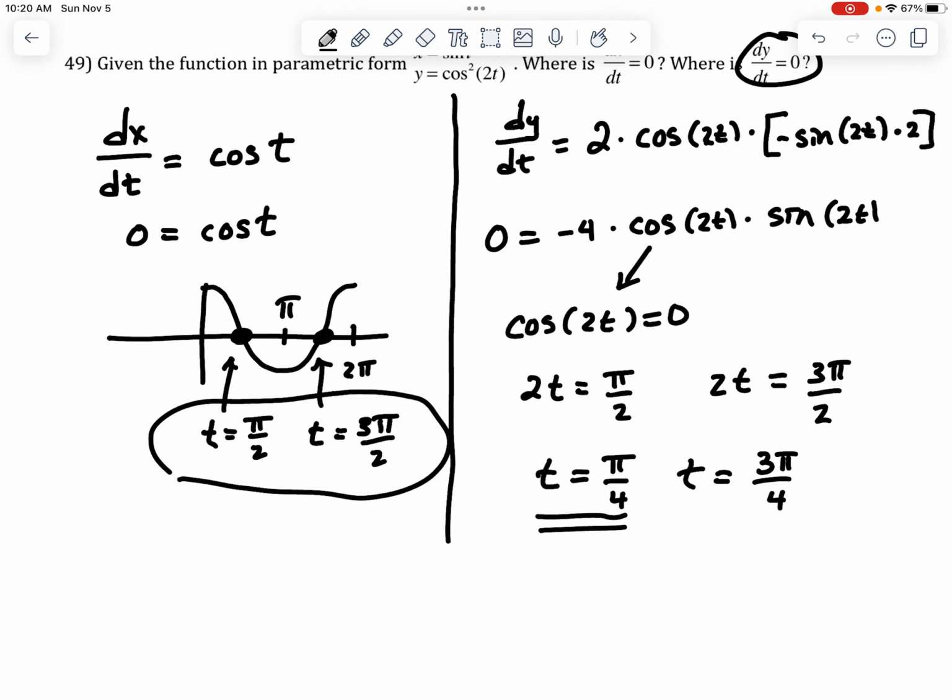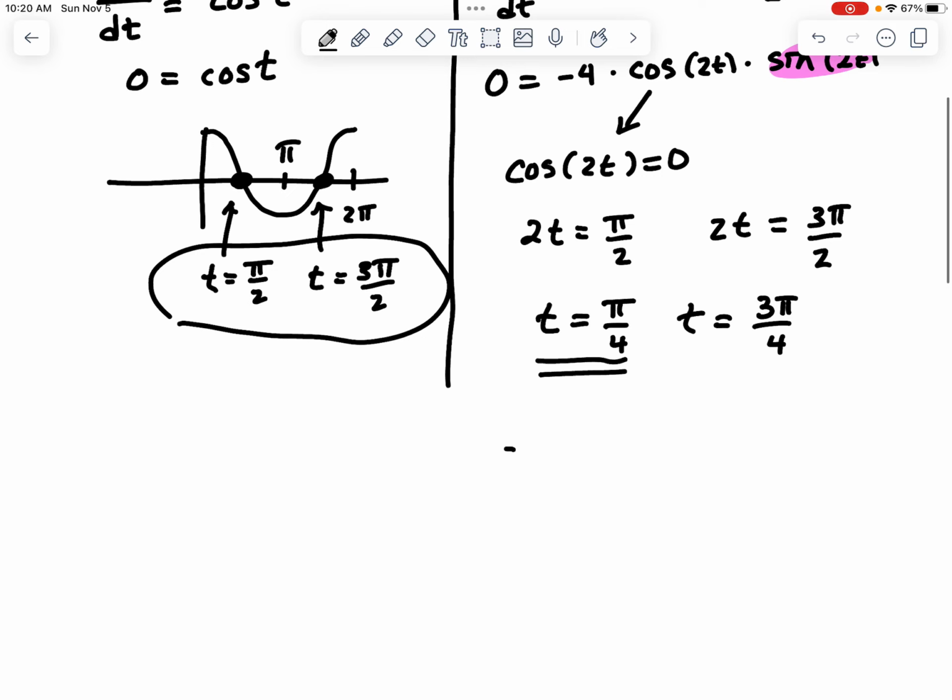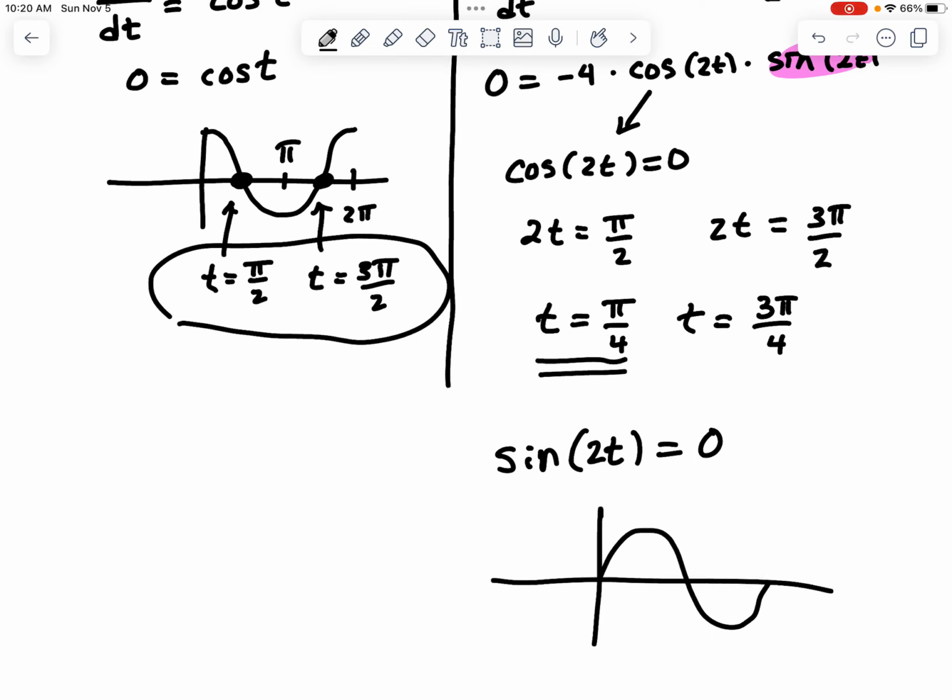And then for the very last part, I still need to put this one equal to 0. So the sine of 2t equals 0. If you look at the basic sine graph, it looks like this. And so it equals 0 at 0 and pi and 2 pi. And like with the last one, we need to set all of those equal to 2t, or in other words, divide all of them by 2. So then we would get t equals 0, t equals pi over 2, and t equals 3 pi over 2.